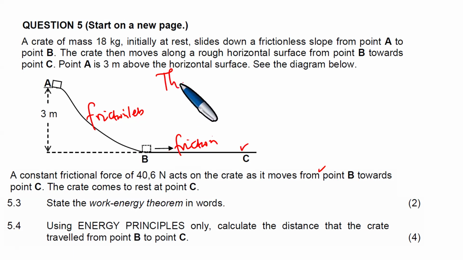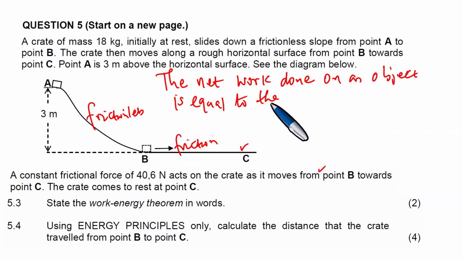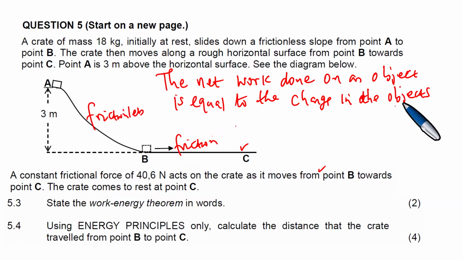The net work done on an object is equal to the change in the object's kinetic energy. The net work done on an object is equal to the change in the object's kinetic energy.